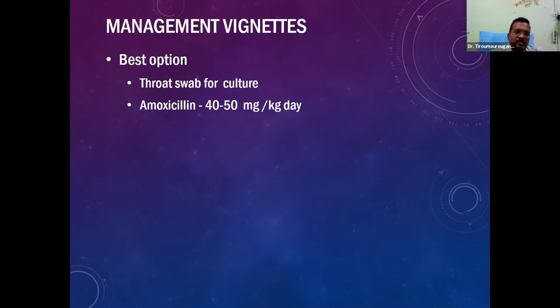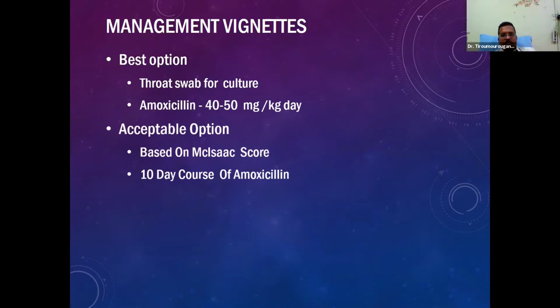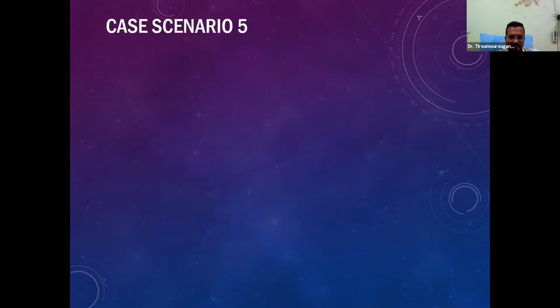And more important is starting on a very good dose of amoxicillin, not the usual dose, but a high dose of 40 to 50 milligram per kg per day. And in case we don't have enough access to the culture, then we could think of using the McIsaac score, and if it comes positive, then you consider giving the same 10-day course of amoxicillin.